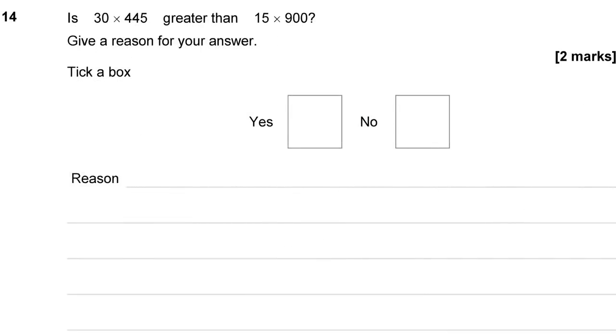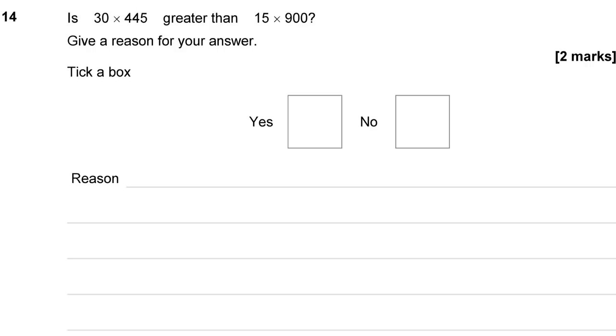Question 14, is 30 times 445 greater than 15 times 900? Give a reason for your answer. Well, you could work them both out, I suppose. You could do some long multiplication and work out the answers, compare them. But you can also see that 30 is twice as big as 15.